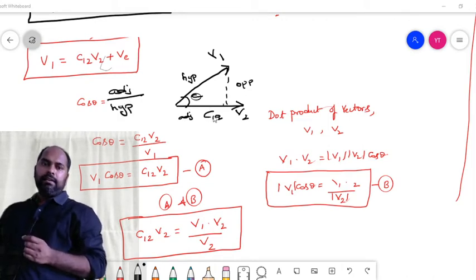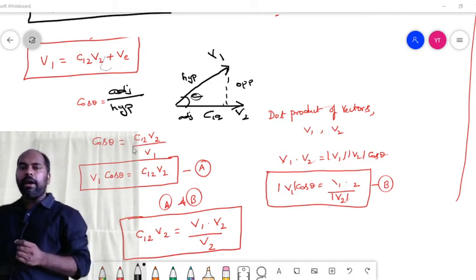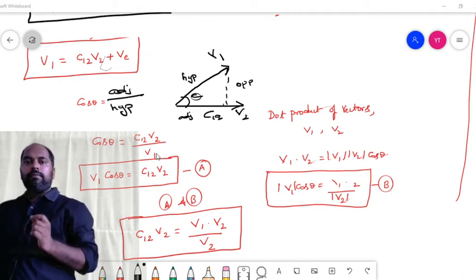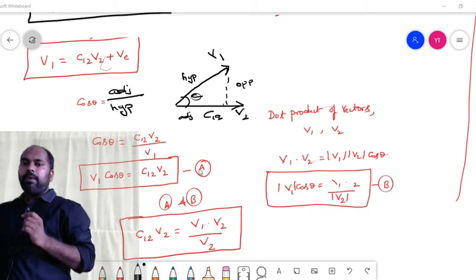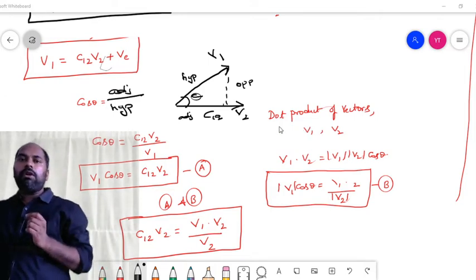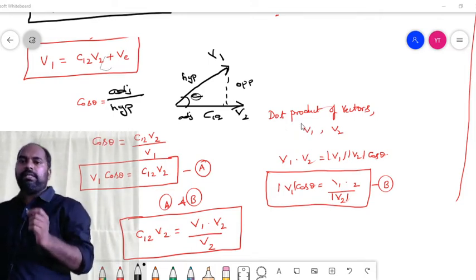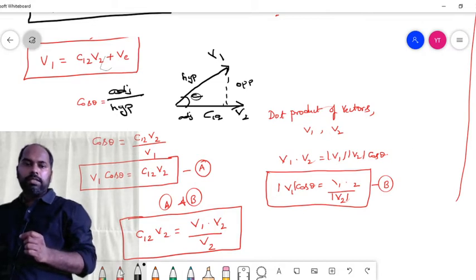What is the adjacent here? We have C12 V2. Therefore cos theta equals C12 V2, and the hypotenuse is V1. So cos theta equals C12 V2 by V1. Therefore V1 cos theta equals C12 V2. Now according to the dot product of vectors, we have the formula V1 dot V2 equals V1 V2 cos theta. Therefore, V1 cos theta equals what equation do we have?